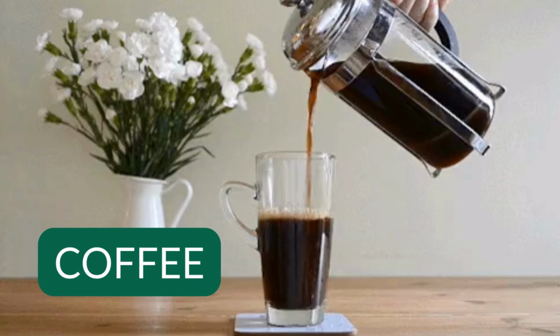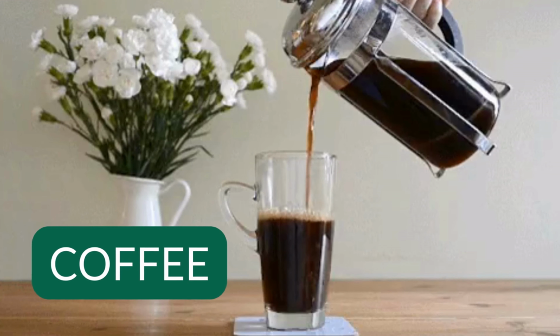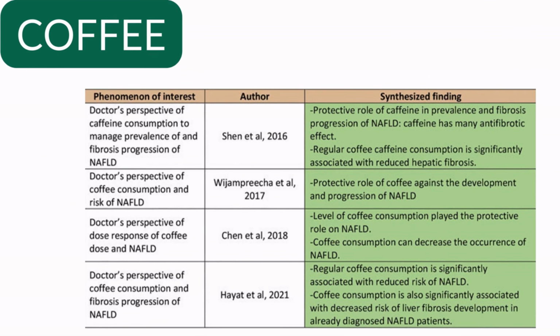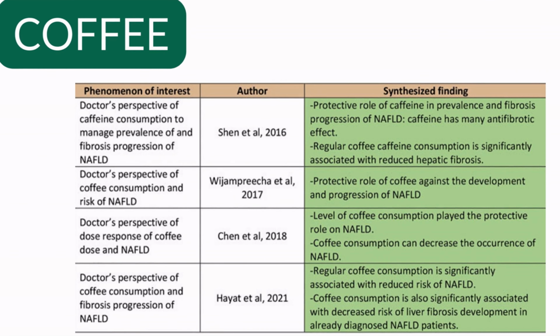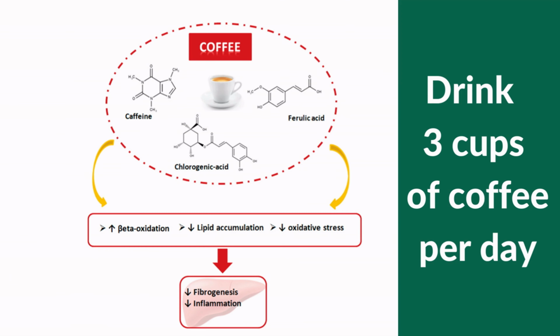Third is coffee. Now, coffee has shown to be beneficial for liver health, and consumption of coffee can lower the risk of developing non-alcoholic fatty liver disease. Also, it lowers the risk of progress to fibrosis if you already have non-alcoholic fatty liver disease. Drinking 3 cups of coffee per day has shown to have some benefits in lowering the risk of developing liver disease, and caffeine in general is known to protect our liver from developing liver disease or damaging the liver.